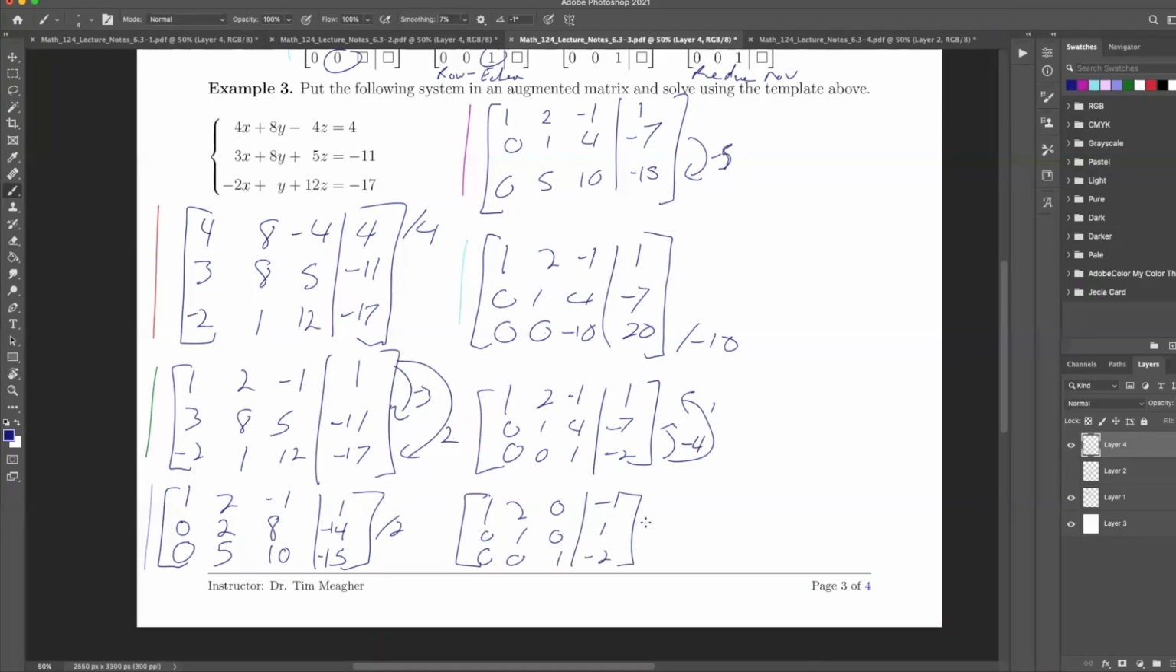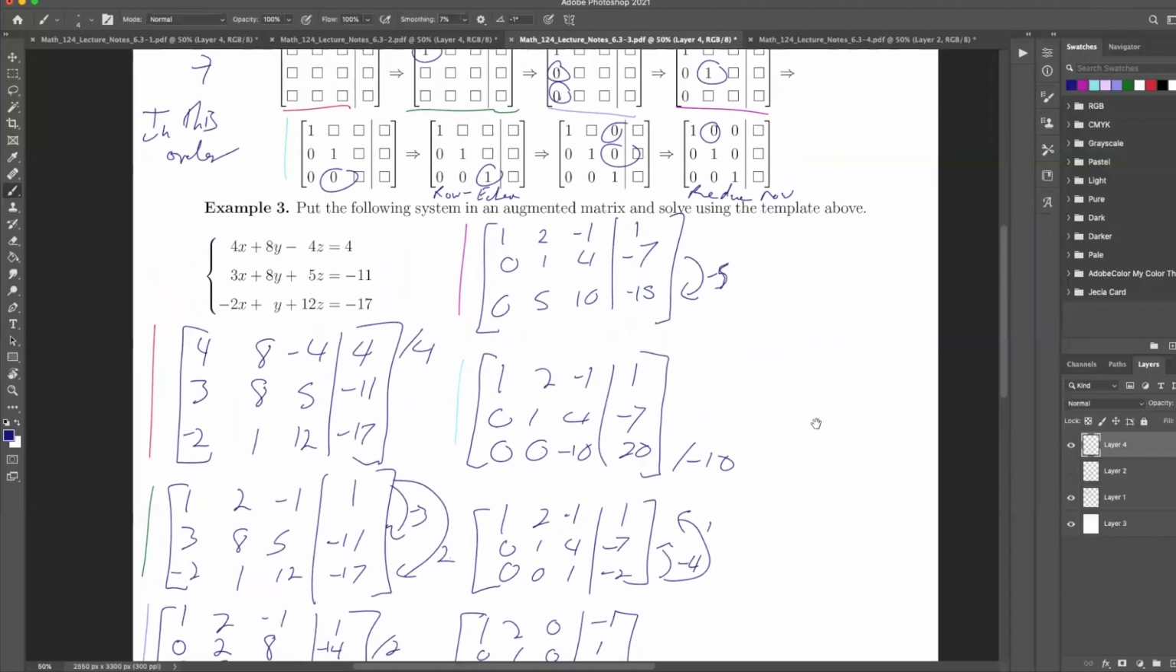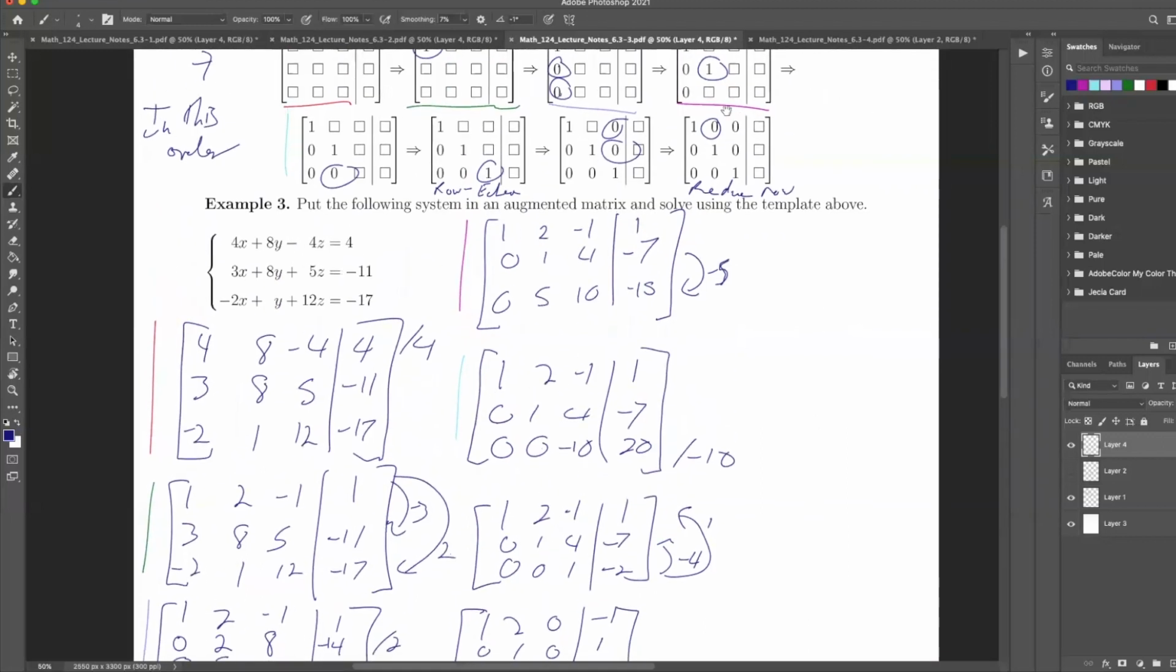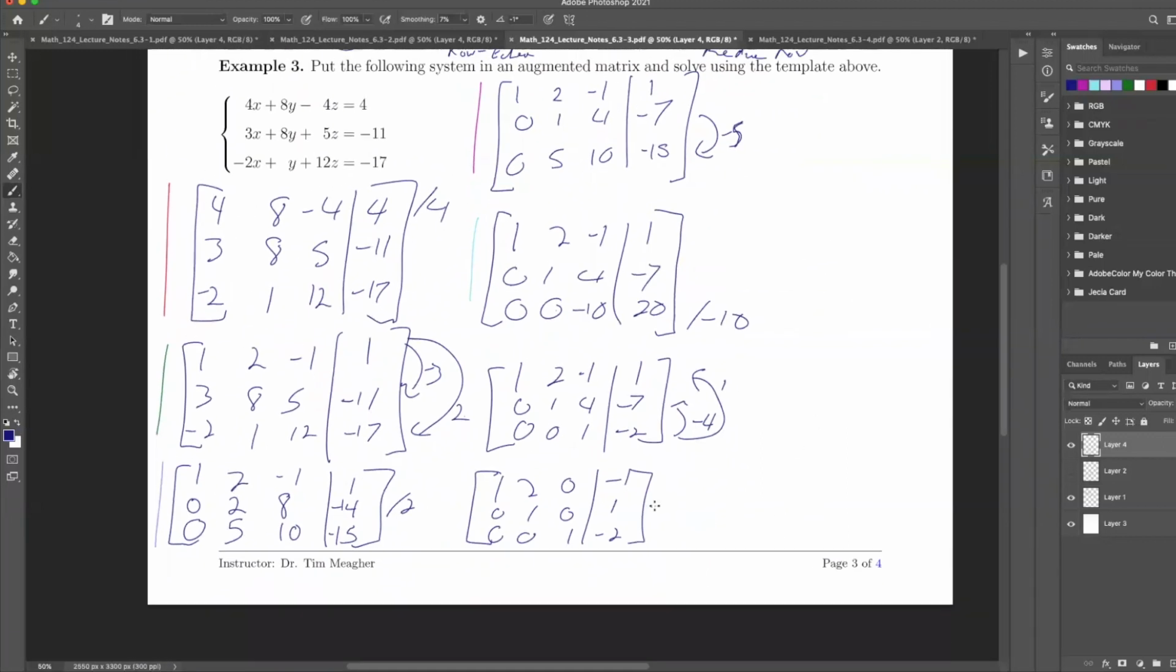All right, and the last thing I want to do is I'm at this step. Now I want to be here, so I just want to make this row 0, and so I'm just going to add -2 of this, -2 of this to this. And that gives us our very last one, which is 1, 0, 0, -3, 0, 1, 0, 1, 0, 0, 1, -2.